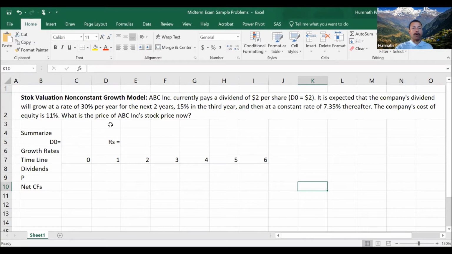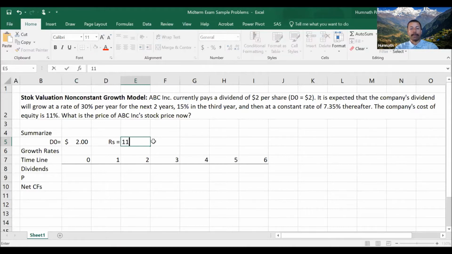The company currently pays a $2 dividend. That is our dividend. Now let's summarize R_s, which is the cost of equity. Cost of equity is 11%. I'm summarizing both of these variables. Now let's summarize the growth rate.